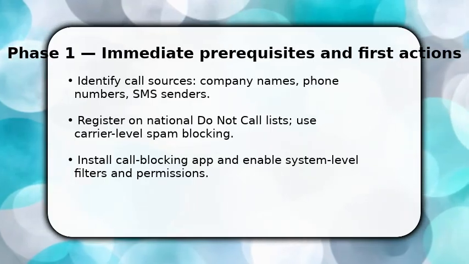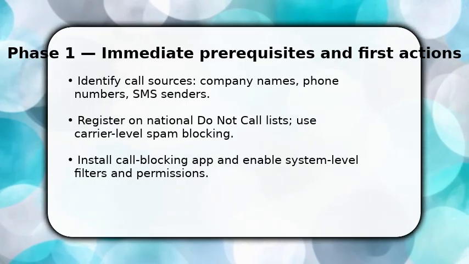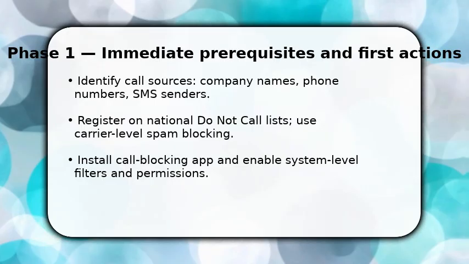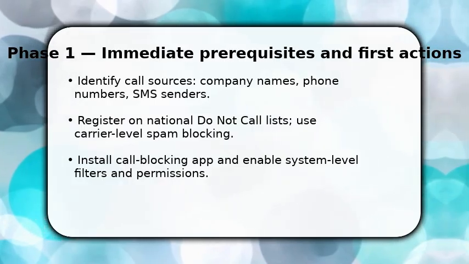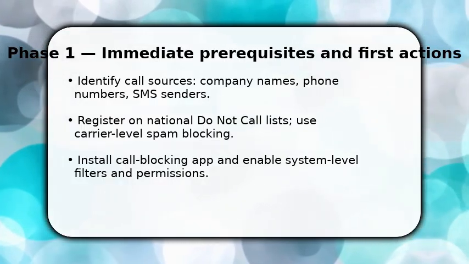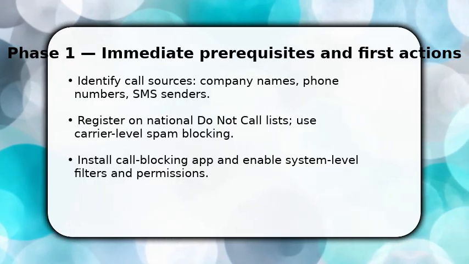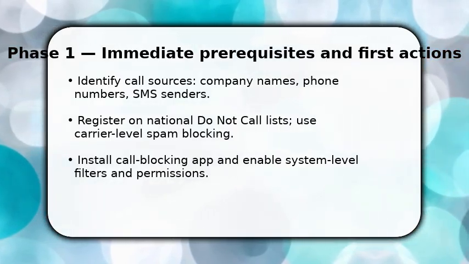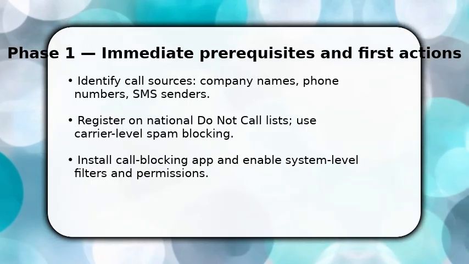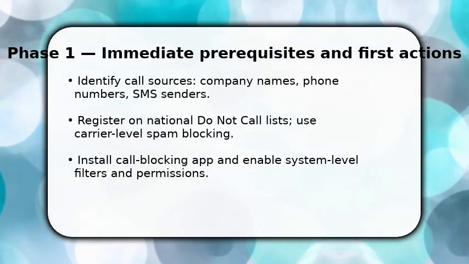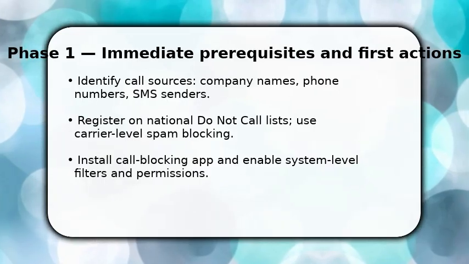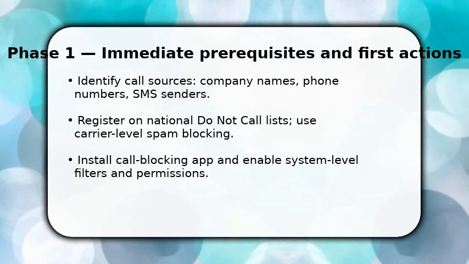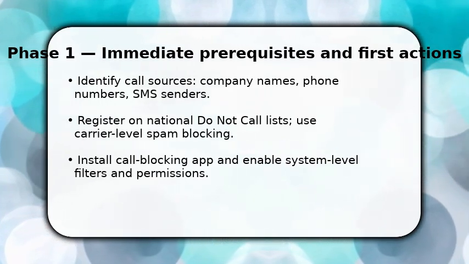You start by gathering the immediate data: call numbers, company names, and message text. Why? Because targeted blocking works only with accurate inputs. Once collected, add numbers to your phone block list, register on the National Do Not Call list, and enable carrier spam filters. Make sure to install a reputable call blocking app and grant it permissions. This gives you both automatic screening and manual control. Do these steps now to stop most unsolicited trading outreach quickly and efficiently.